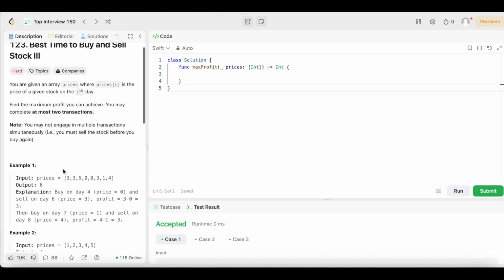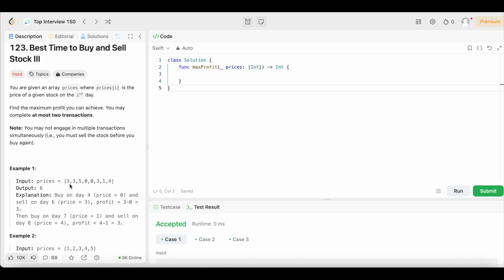We want to find the maximum profit we can achieve with these stock prices. So now the output is 6, and let's look at the explanation so we can see how they got to 6. The explanation says, buy on the 4th day, price is 0, and sell on the 6th day, price equals 3. So we come right here, day 1, 2, 3, 4, boom, we have 0. Then we come to day 6, we buy at day 4, so then we go 1, 2, 3, 4, 5, 6, and we sell right here.